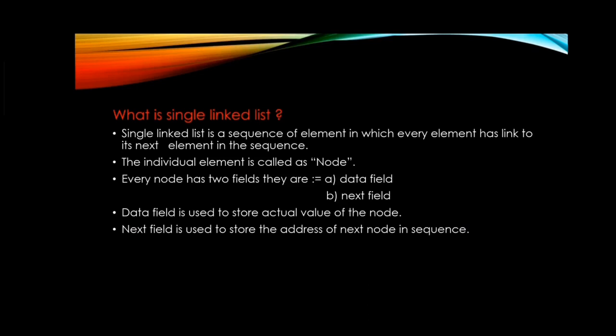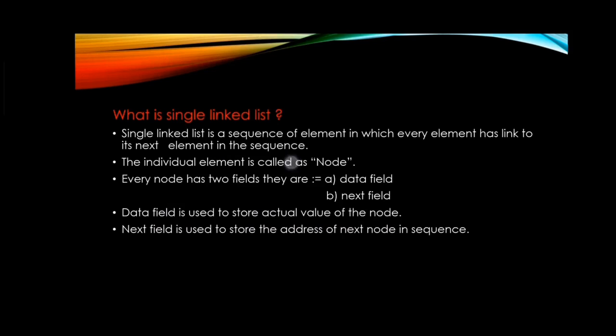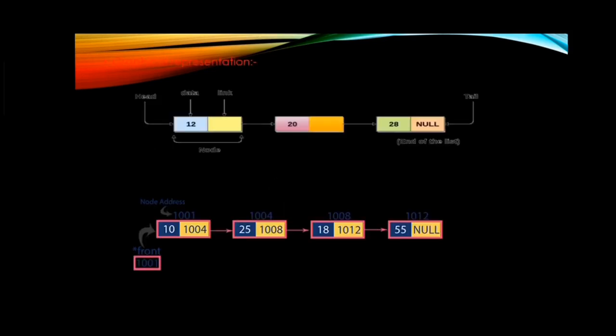Read this. Each node has two fields. They are data field and next field. Data field is used to store actual value of the node, and next field is used to store the address of the next node in the sequence. This is the graphical representation of the single linked list.